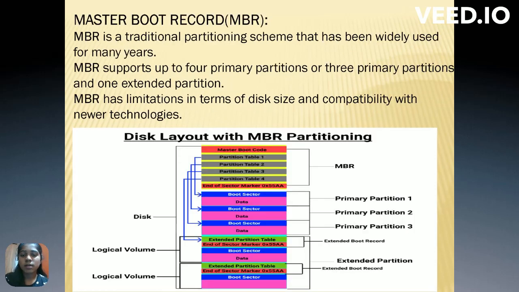The next is the master boot record. The master boot record is a traditional partitioning scheme that has been widely used for many years. MBR supports up to 4 primary partitions, or 3 primary partitions and 1 extended partition. MBR has limitations in terms of disk size and compatibility with newer technologies. Here is a diagram: the upper layer is the MBR, which consists of the partition tables, here primary partition 1, primary partition 2, primary partition 3, then the extended partition.